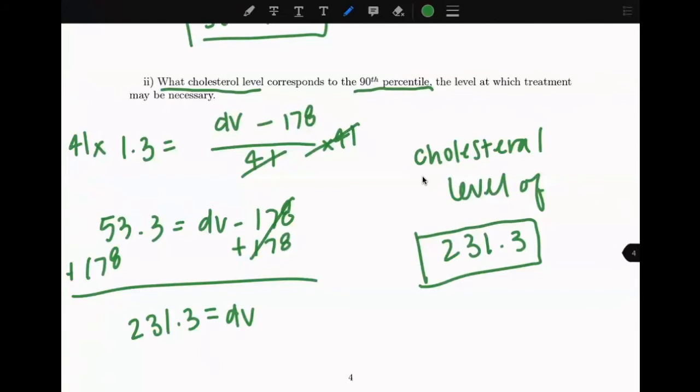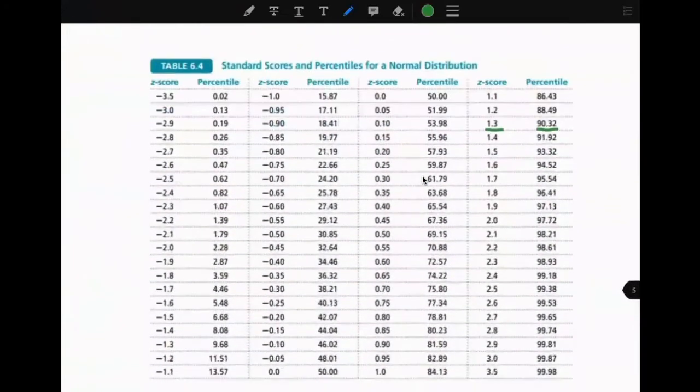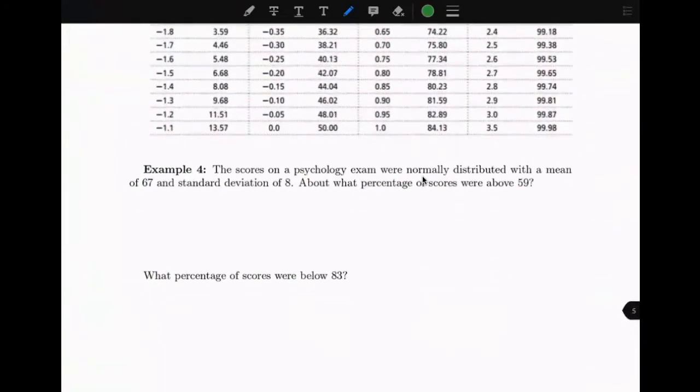All right, next. The standard scores on a psychology exam were normally distributed with a mean of 67 and a standard deviation of 8. About what percentage of scores were above 59? So this is tricky because now it's asking for above. And we know that percentiles always show us below. So we'll have to do some manipulating here.